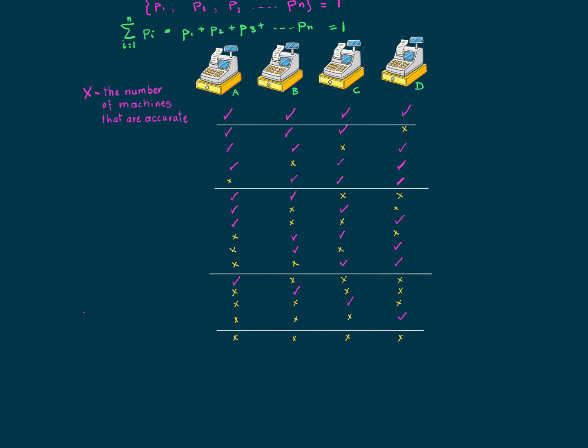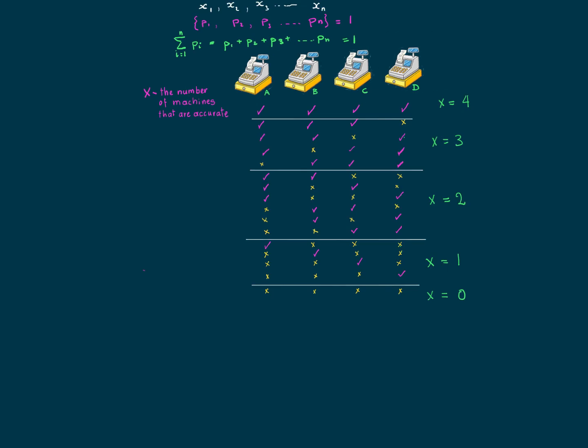And so the values for x for all the accurate ones, x here would be 4 accurate. Here, x will be 3 accurate. Here, the value of x will be 2 accurate. Here, the value of x will be 1 accurate. And finally, we have no accuracy. So we've got 5 values, 0, 1, 2, 3, and 4 for the discrete random variable. Altogether, you can see that we had 16 possibilities.